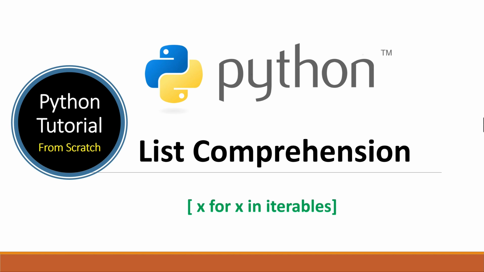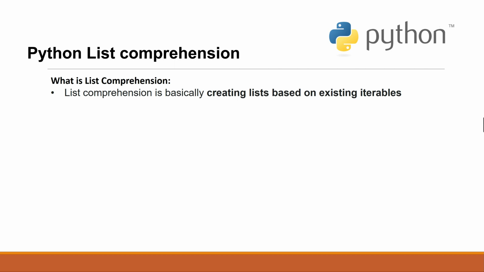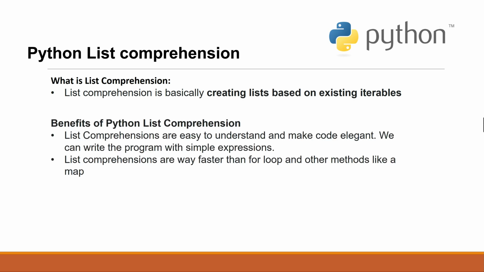Today we are going to discuss list comprehension. What is list comprehension? List comprehension is basically creating a list from existing iterable items. What are the advantages of using list comprehension? It is easy to understand and makes code more elegant. We can write the program with simple expressions.